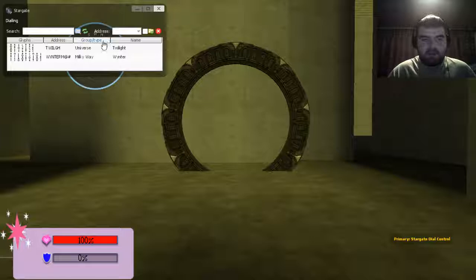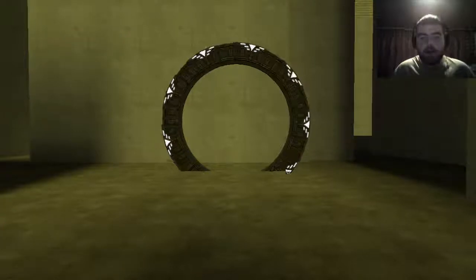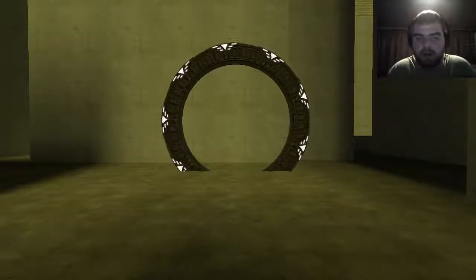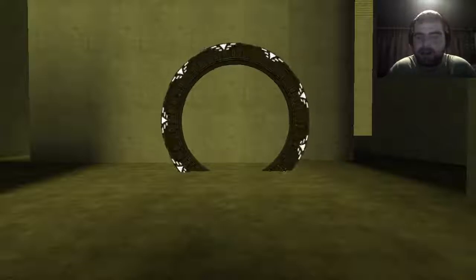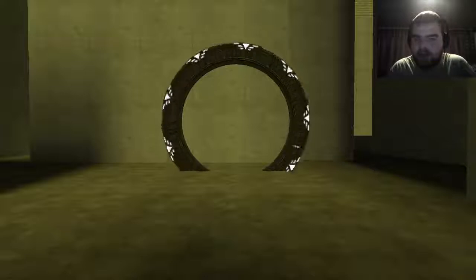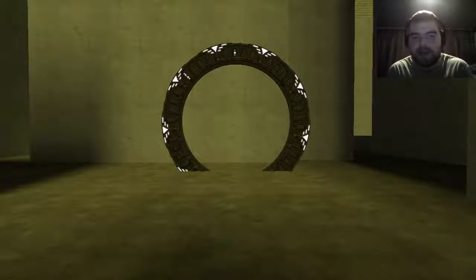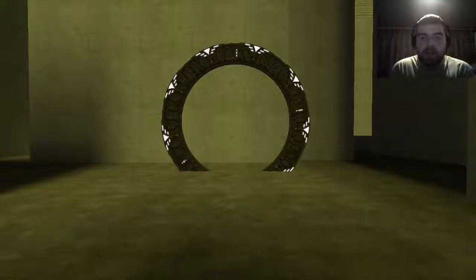Let's do the fast talking with this one. Here we go with the 7 symbol address. First symbol, first symbol, first symbol is locked. Second symbol, counterclockwise, clockwise, clockwise, counterclockwise, alright, second symbol is locked. Third symbol, spinning clockwise, starting. Third symbol is locked. Fourth symbol, counterclockwise, spinning clockwise. Fourth symbol is locked.